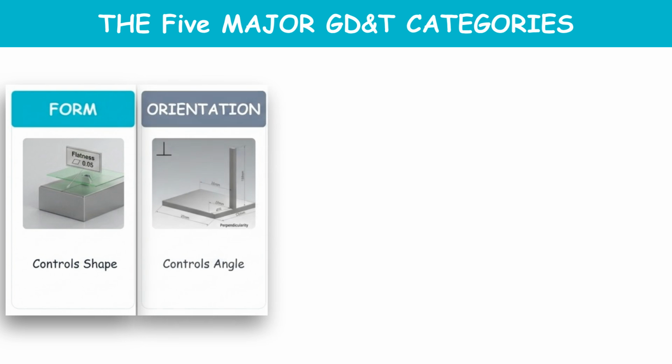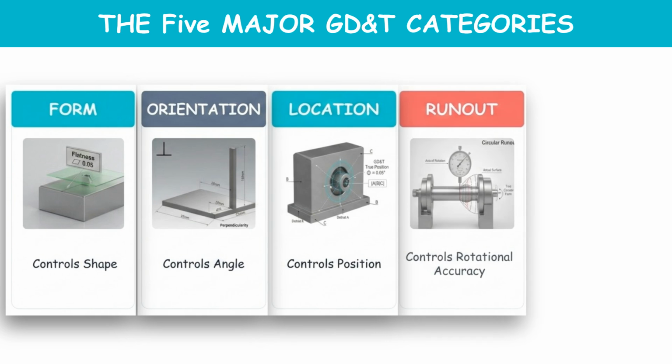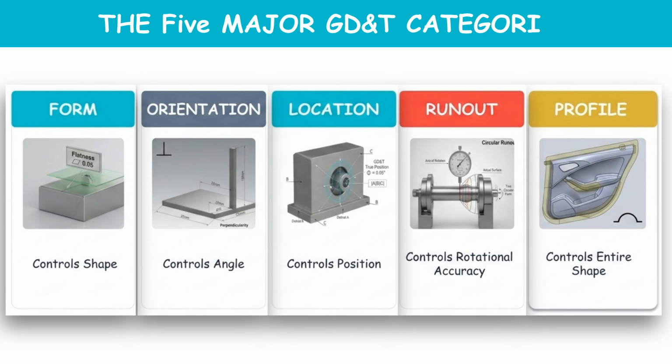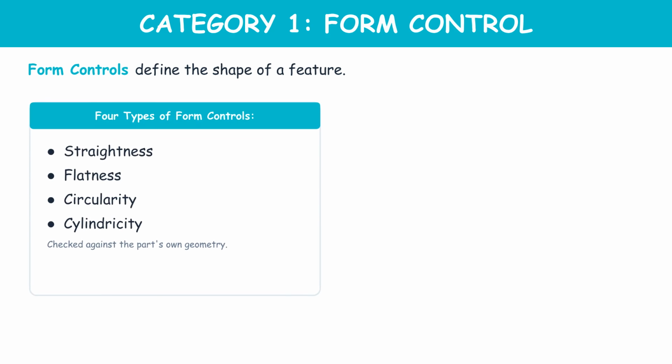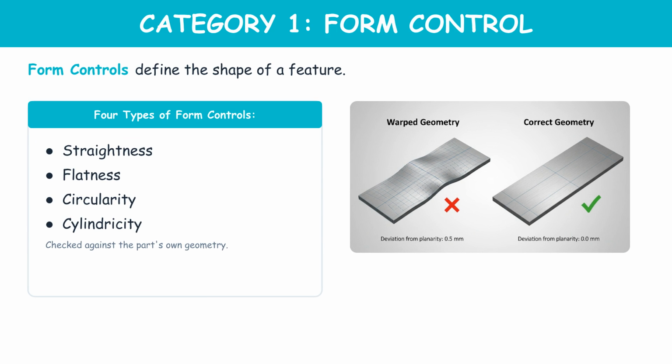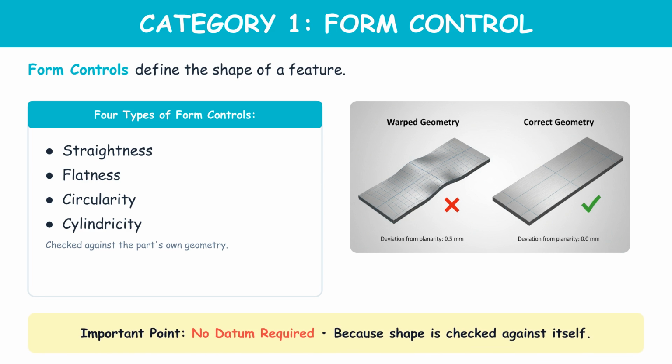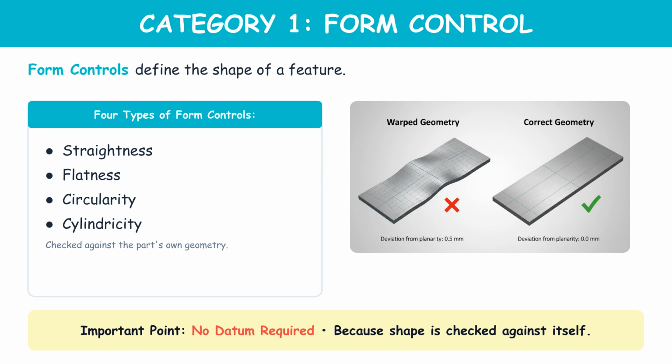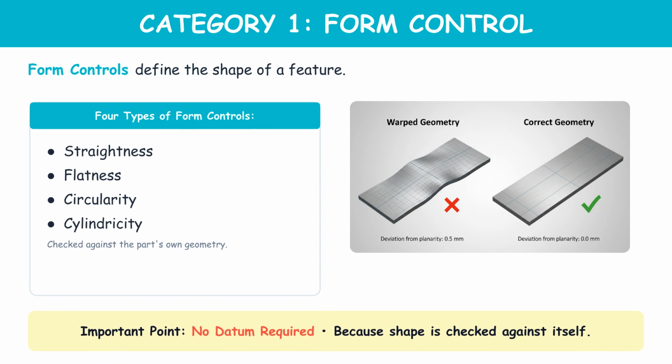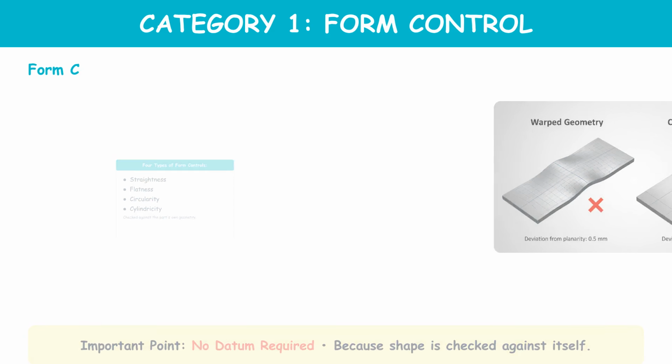GD&T can be divided into 5 major categories: form control, orientation control, location control, runout control, profile control. We'll understand each category one by one. Form controls define the shape of a feature. There are 4 types: straightness, flatness, circularity, and cylindricity. An important thing to remember is that form controls do not require datums, because the feature is compared against itself.